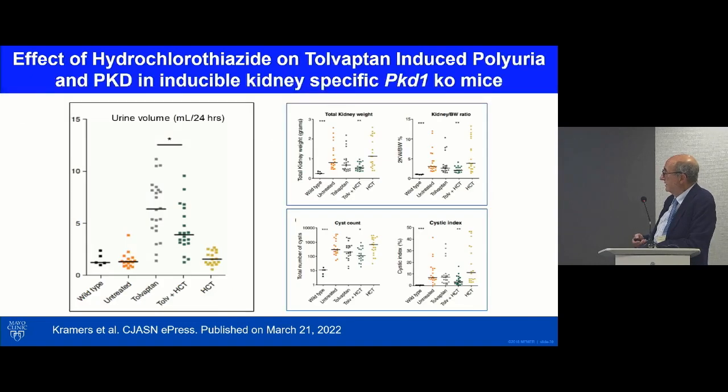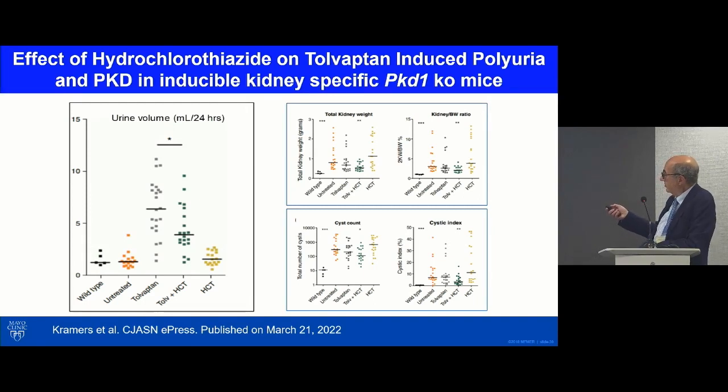There's a similar study, also from the group in Groningen, done in an animal model of polycystic kidney disease. They showed that in the animals taking tolvaptan and hydrochlorothiazide, there was a significant reduction in the urine volume, and there was no adverse effect in terms of the severity of the cystic disease. In terms of total kidney volume, kidney body weight, cyst volume, and cystic index, the animals taking both were not different from the animals taking tolvaptan alone. So it did not interfere with the benefit of tolvaptan in the animal model.